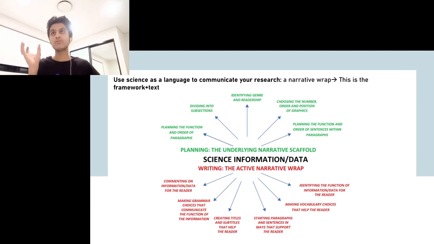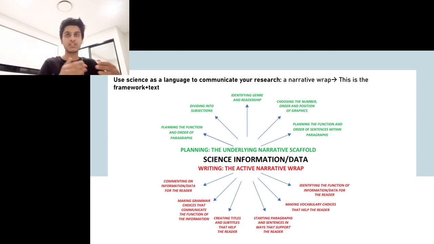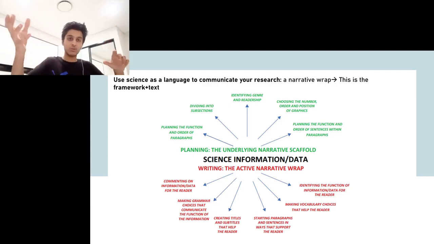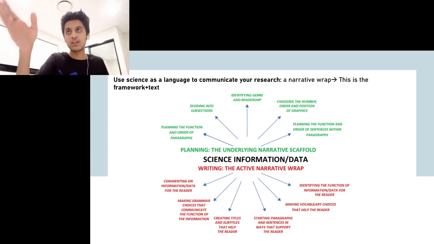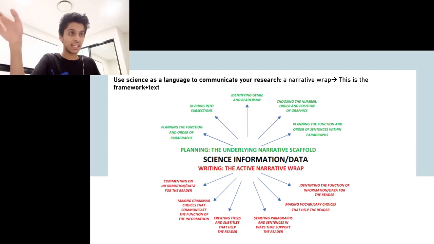So first of all, what's your framework? Your framework is your planning. This is titles, subheadings, order of graphics, how you want to present the information, how you want to present the captions, how you want to add the images depending on how you're going to refer to them in the text. That's all your framework. That's all your planning, as you can see here in the green area.